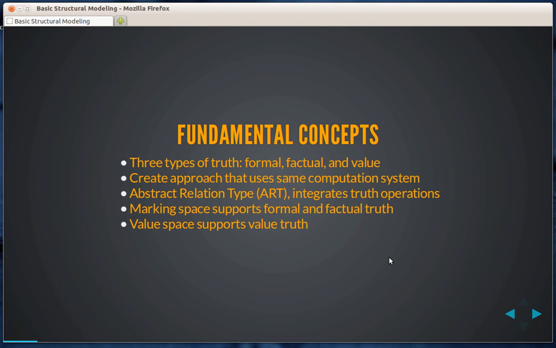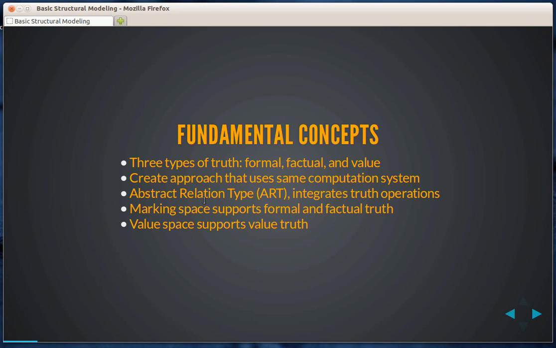The fundamental concepts that are necessary to get a better understanding of the process, and the reasons and ideas motivating it, are listed here. The three types of truth put forward by A.D. Hall are reviewed: formal truth, factual truth, and value truth. And then we create an approach that uses the same computational system, where we can easily integrate formal truth, factual truth, and value truth.